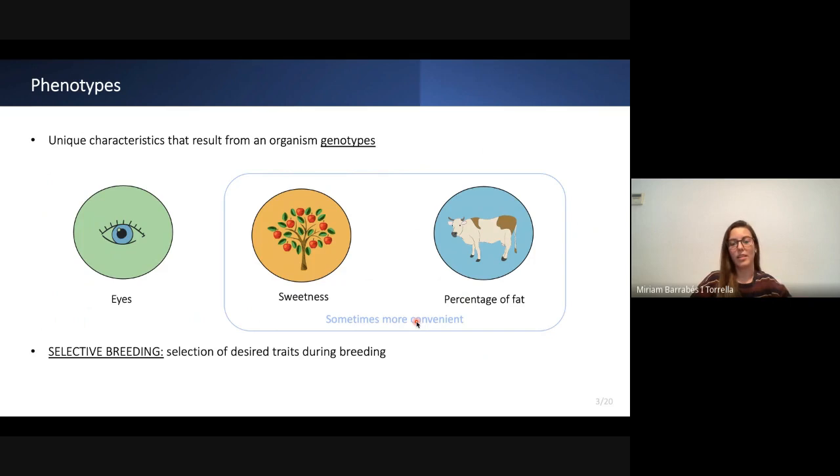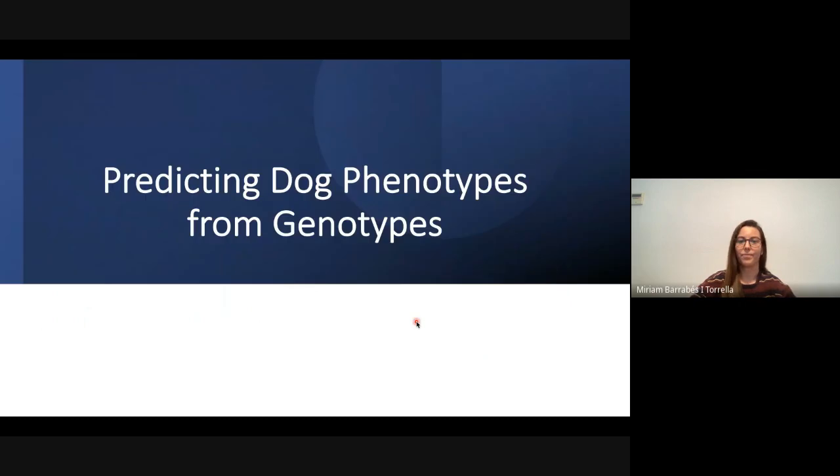And in fact, it is usually more convenient to work with plants and animals data more than humans, because they have less privacy restrictions, and also it is less controversial. And the same techniques can later be applied to humans.